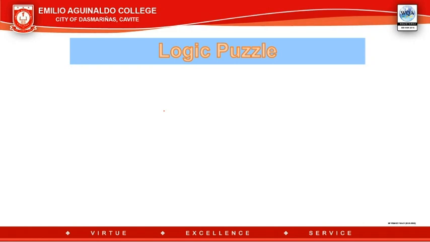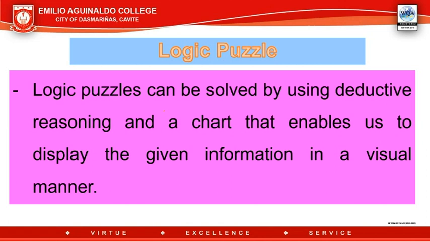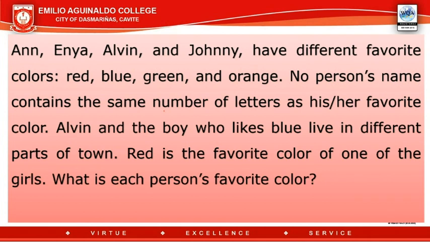Okay, now let's proceed to the next topic, which is all about the logic puzzle. Logic puzzles can be solved using deductive reasoning and a chart that enables us to display the given information in a visual manner. Just like this example, Anne, Enya, Alvin, and Jenny have different favorite colors: red, blue, green, and orange. No person's name contains the same number of letters as his or her favorite color. Alvin and the boy who likes blue live in different parts of the town. Red is the favorite color of one of the girls.